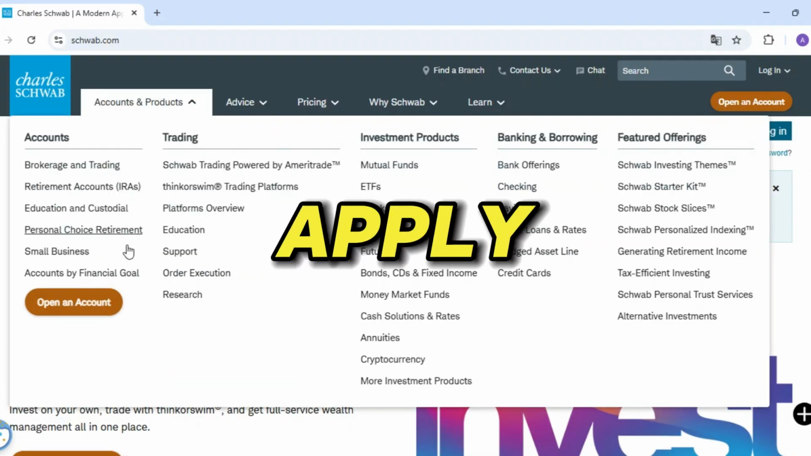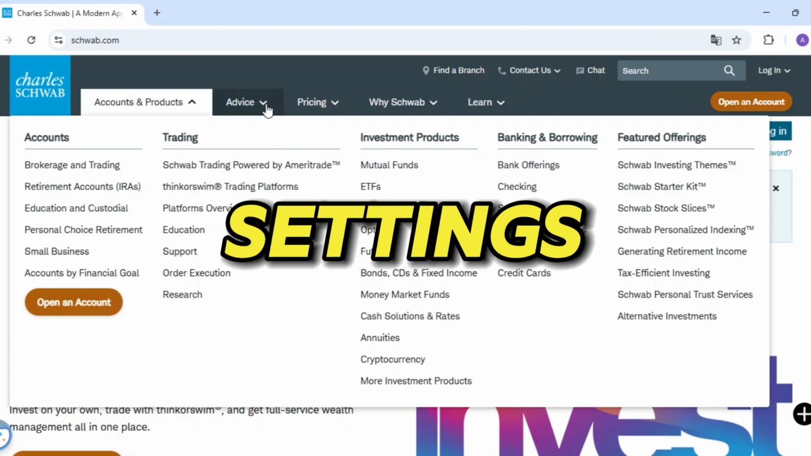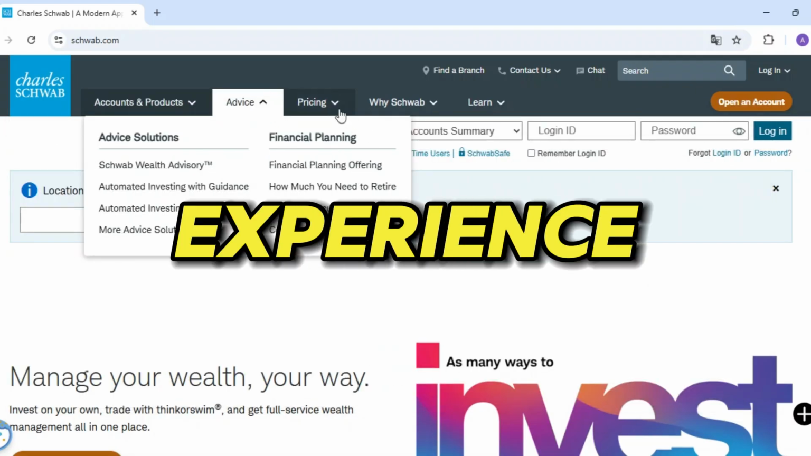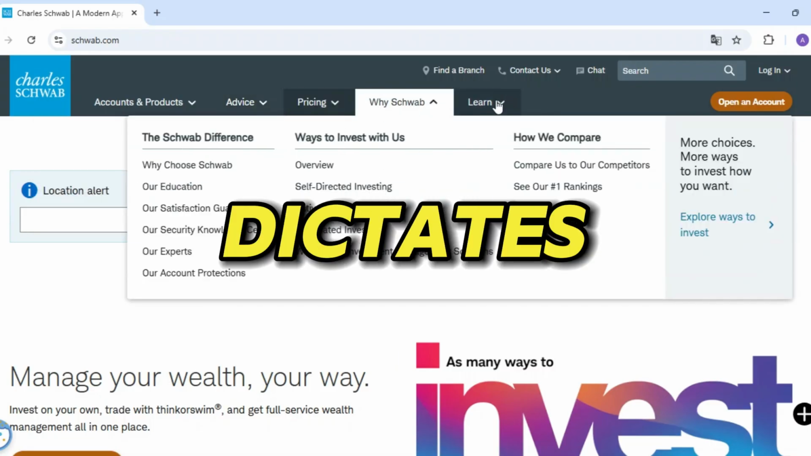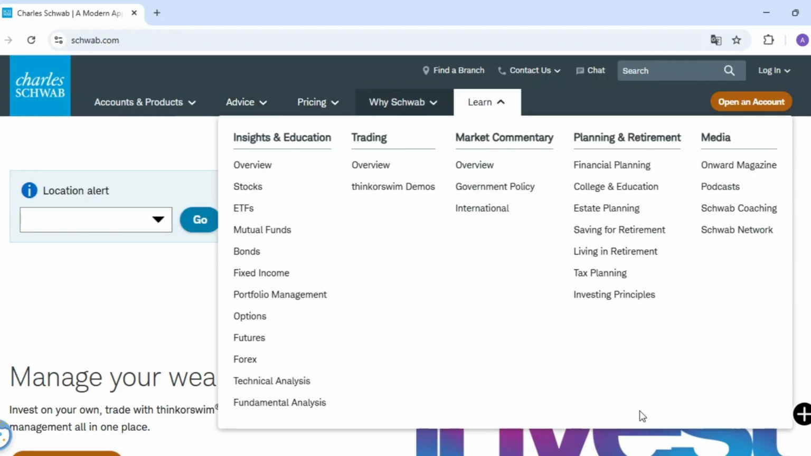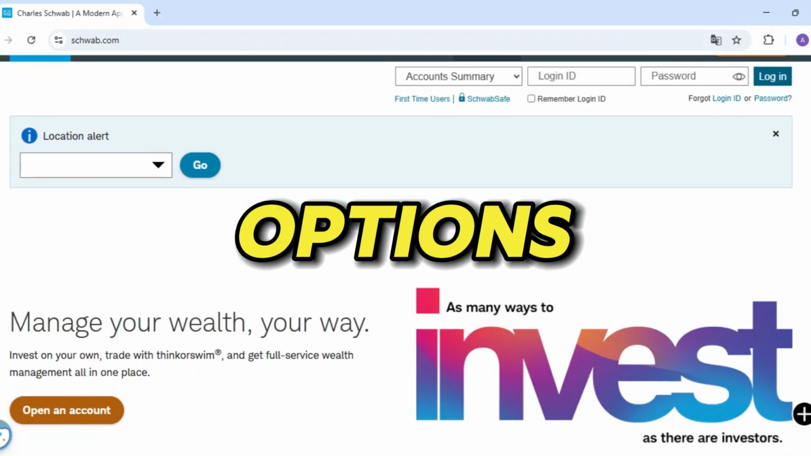First, you must apply for options trading approval in your account settings. Schwab will assess your experience and financial situation, granting a level 1 to 5 that dictates which strategies you can use. Once approved, use the Trade Options tab.